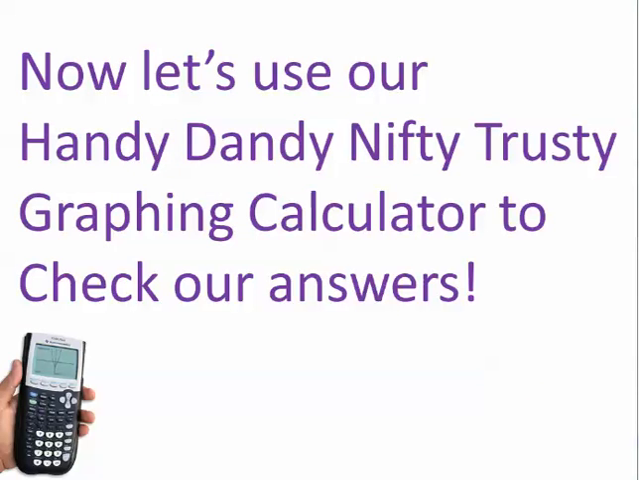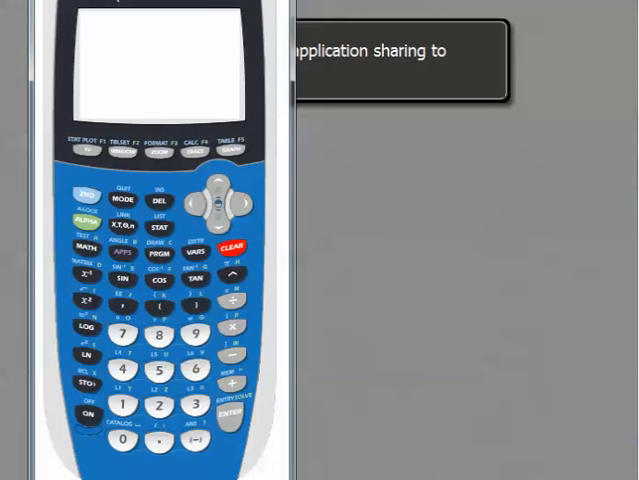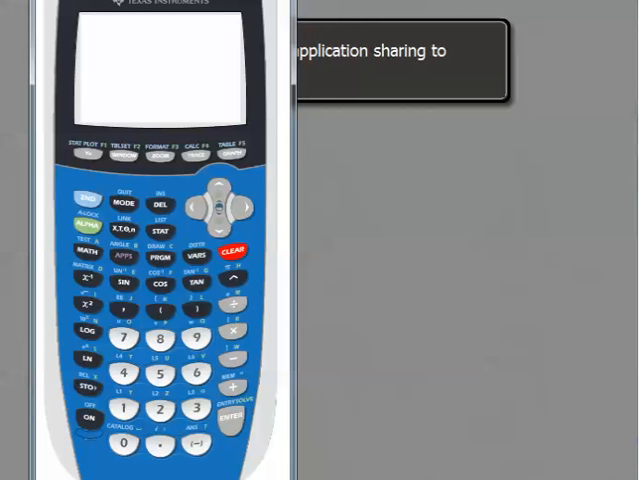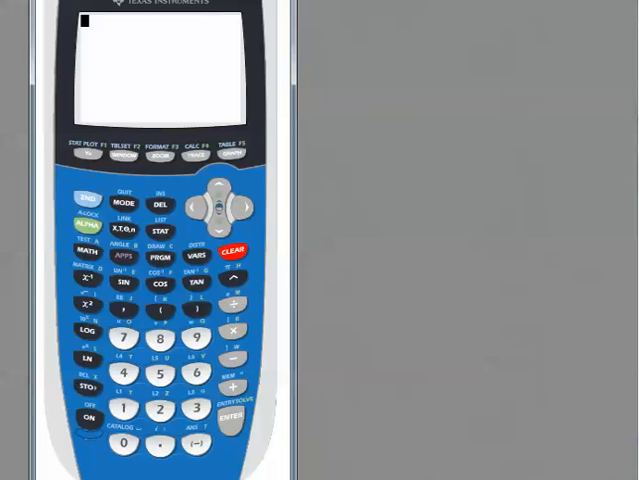Now it's time to use our handy dandy trusty nifty calculator that we really like so much to show you how these work on math. So I'm bringing it up for you right now.